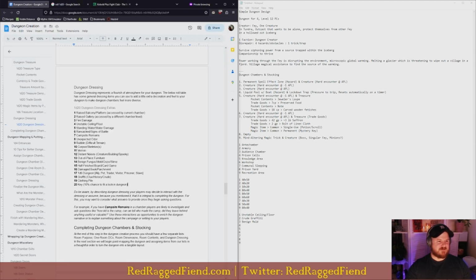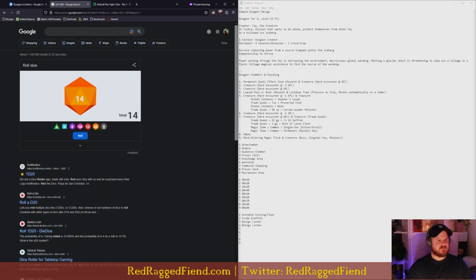Oh, another 14. So, I mean, we already have mold, so let's make it... actually, let's make this because we're in sort of a tundra, very cold environment. Let's make it lichen. So we'll make it 2 benign lichens. 12.